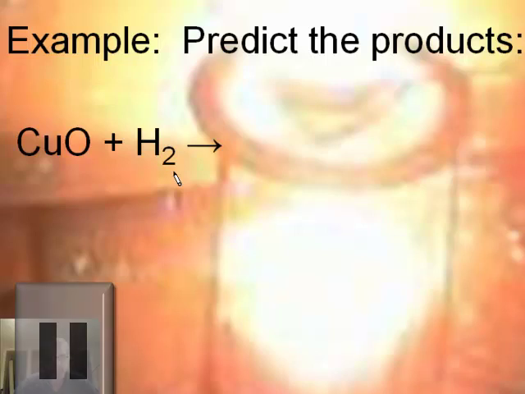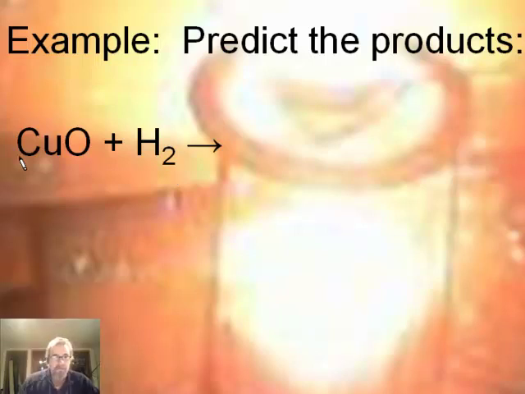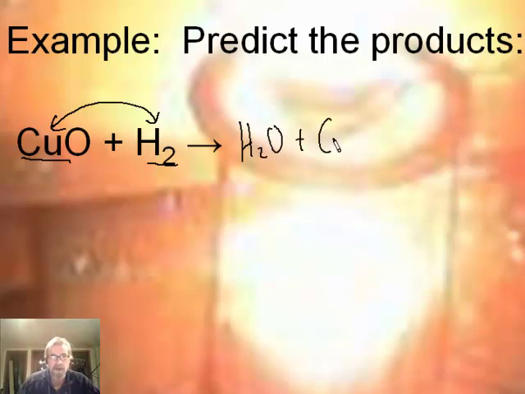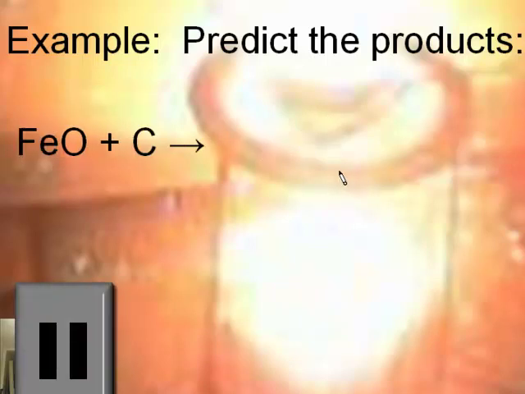Well, this is a metal oxide, and here's hydrogen. Remember, hydrogen can replace metals in metal oxides. The products are going to be water, H2O, and the pure metal, which is just Cu. This is already balanced as it is. Try this one.